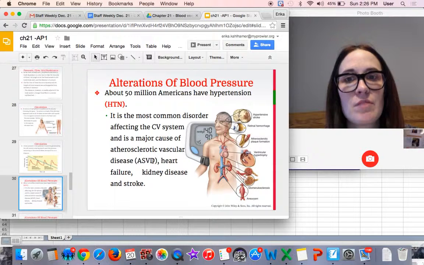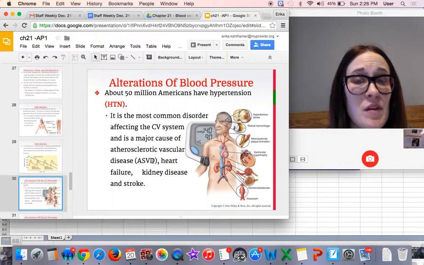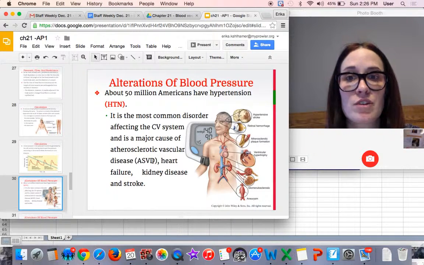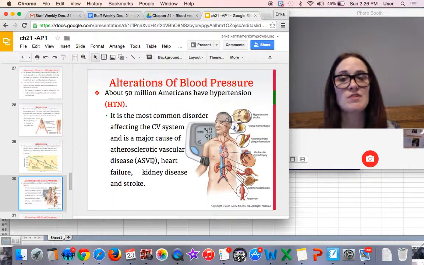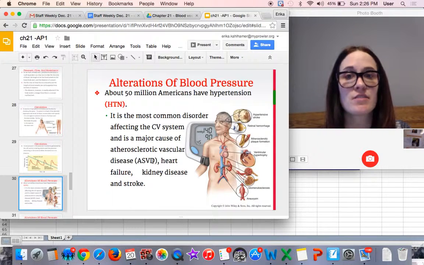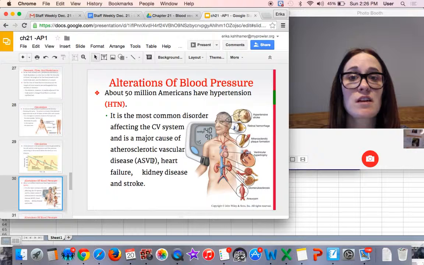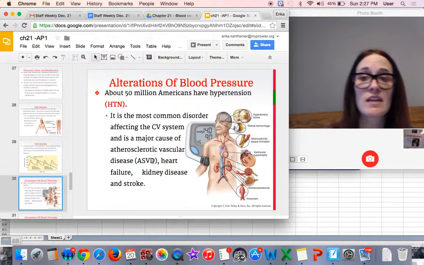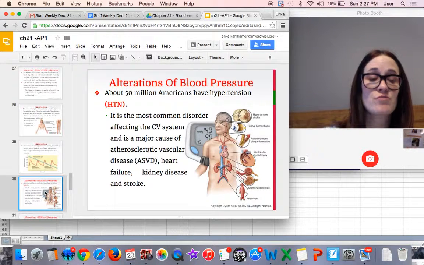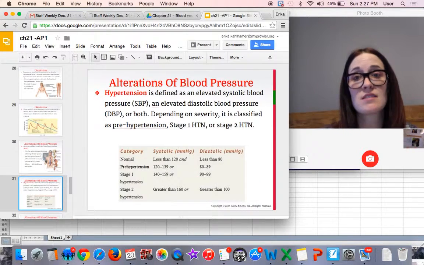Hypertension is high blood pressure. About 50 million Americans have high blood pressure, and it's the most common disorder affecting the cardiovascular system. It can lead to other things like arteriosclerotic vascular disease, heart failure, kidney disease, and stroke. So it should be taken seriously.